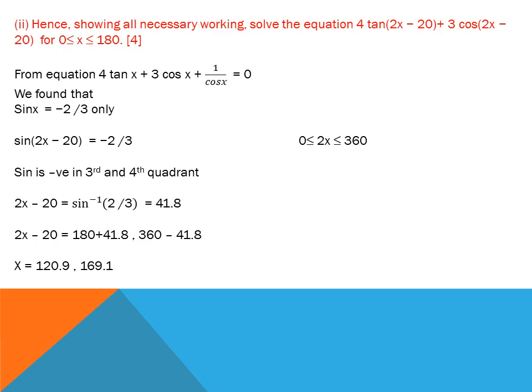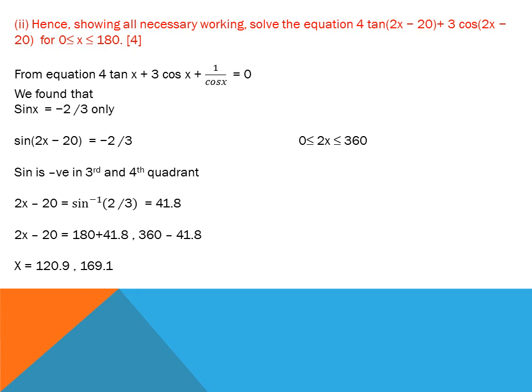Hence, showing all necessary working, solve the equation for tan(2x minus 20) plus 3 cos(2x minus 20) plus 1 over cos(2x minus 20), where x is greater than 0 but less than 180. You notice that in the previous part there is only tan x and 3 cos x. He replaced the x with 2x minus 20 here. We use the previous part here. Only replace the x with 2x minus 20 degrees.